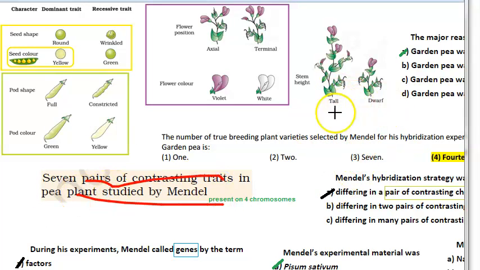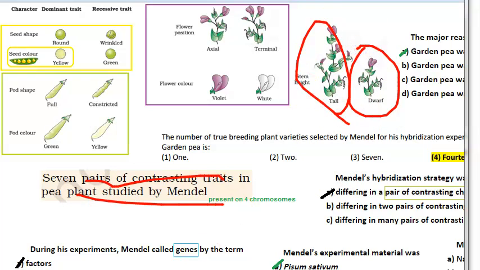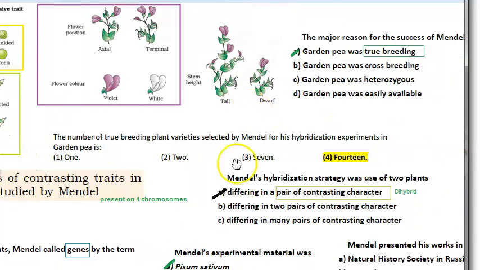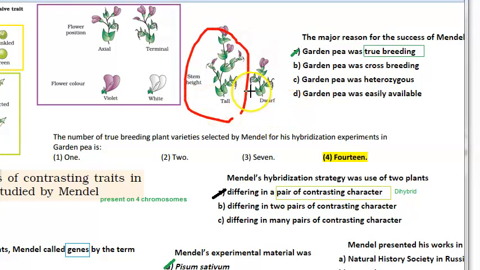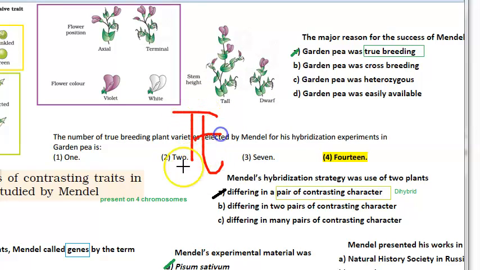Then tall and dwarf is another characteristic. He saw that tall is dominant. So you have tall, it could be this or it could be this, but effectively that plant will be tall only, because tall is dominant over dwarf. All this he studied.